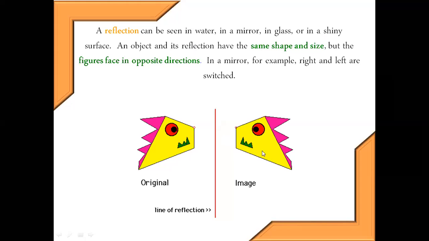So see, when this shape is reflected here, it's still the same shape with the same size. It didn't get larger or smaller. But the figures face in opposite directions. Yani it's as if they both look at each other.